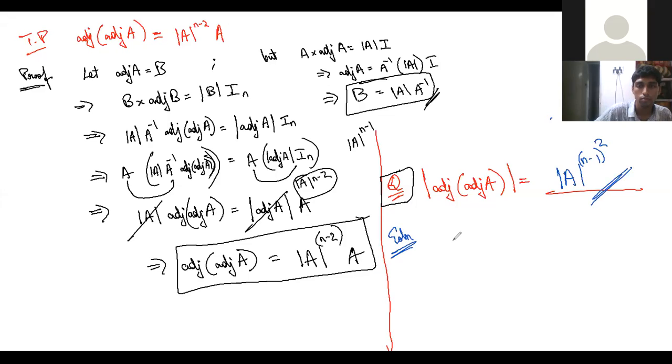Sir, if we take adjoint of adjoint a, then it will come mod of adjoint a to the power n minus 1. Then again, if we take adjoint, then it will be determinant of a to the power n minus 1 whole square. It is adjoint first, adjoint. But how, slowly, tell how, what?